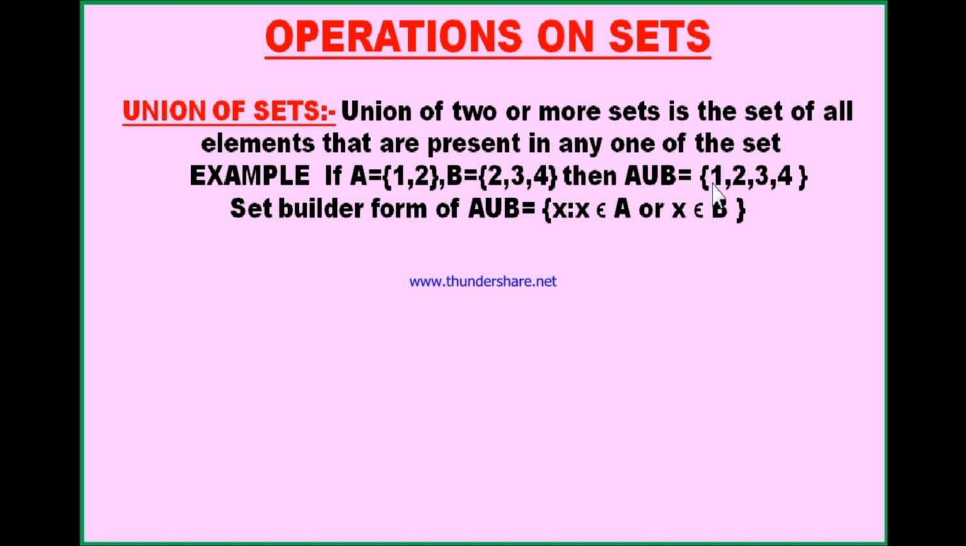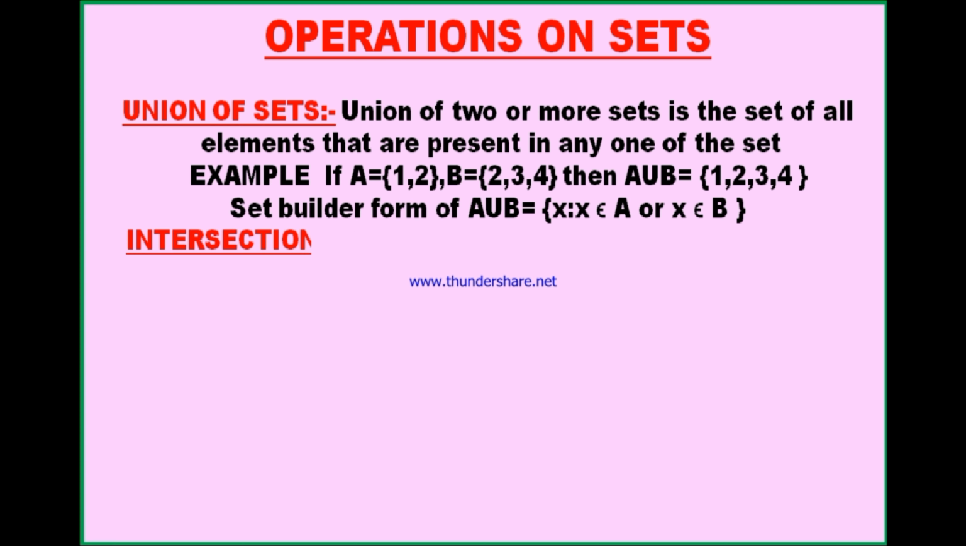Therefore, A union B is nothing but the sum of all the elements of the first set as well as the second set. Therefore, the set builder form of A union B is X such that X belongs to A or X belongs to B.